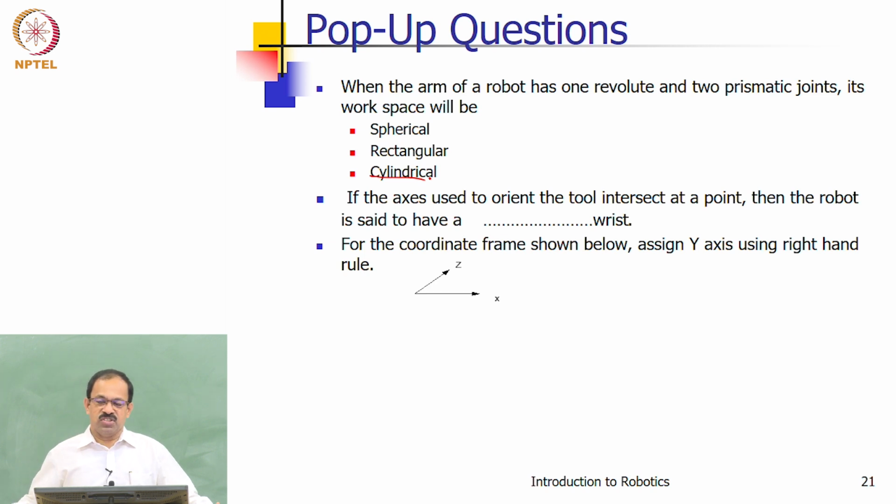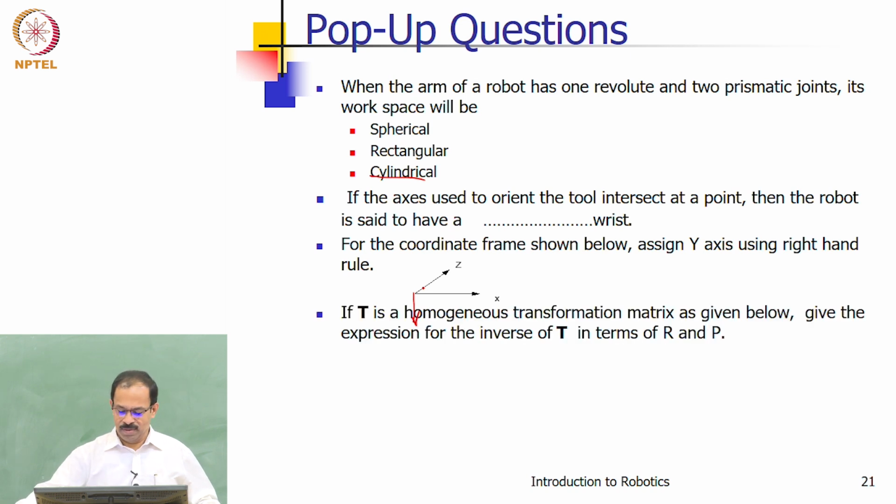What will be the y-axis? Downward? Correct? Okay. T is a homogeneous transformation matrix. Okay, so T is basically R.